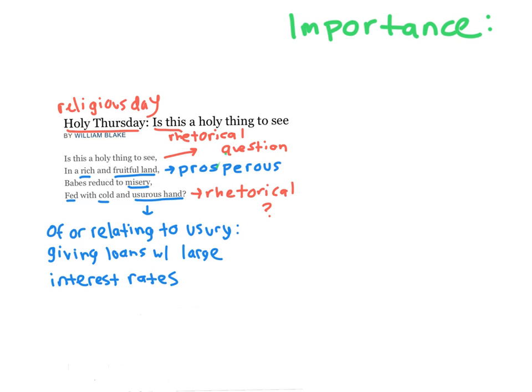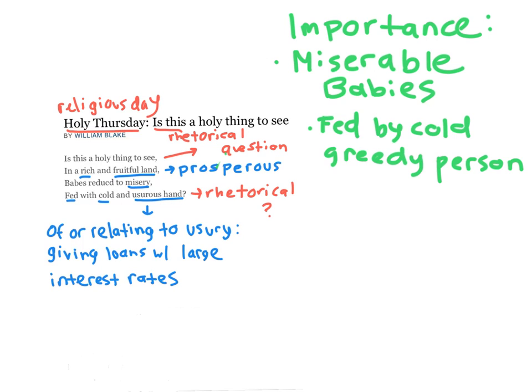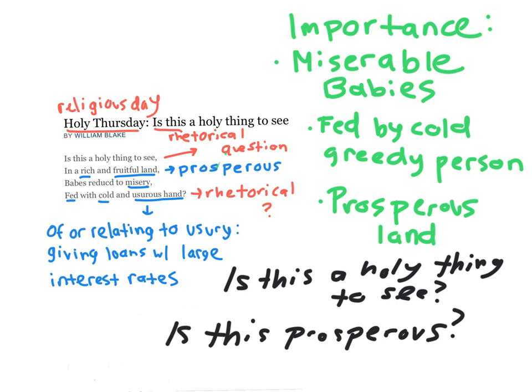So now that we've interpreted the first stanza and the title, we're going to think about the importance a little bit. We have miserable babies, and they're fed by a cold and greedy person, or a hand, which represents a whole person feeding them. Now let's think about the big picture. This rhetorical question, is this a holy thing to see, talks about the rest of the passage, with the miserable babies being fed by the cold hands in this supposedly prosperous land. So we're asking ourselves whether this whole thing is a holy thing to see, and whether this rich and fruitful land is even prosperous if all this kind of bad stuff is happening? So that's the big picture.